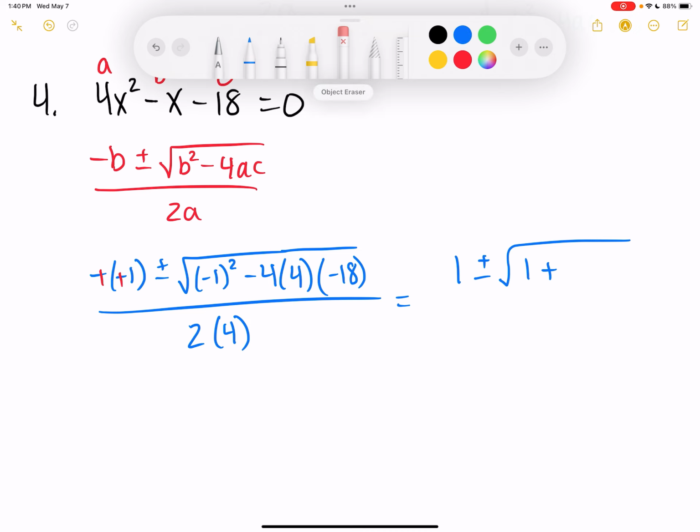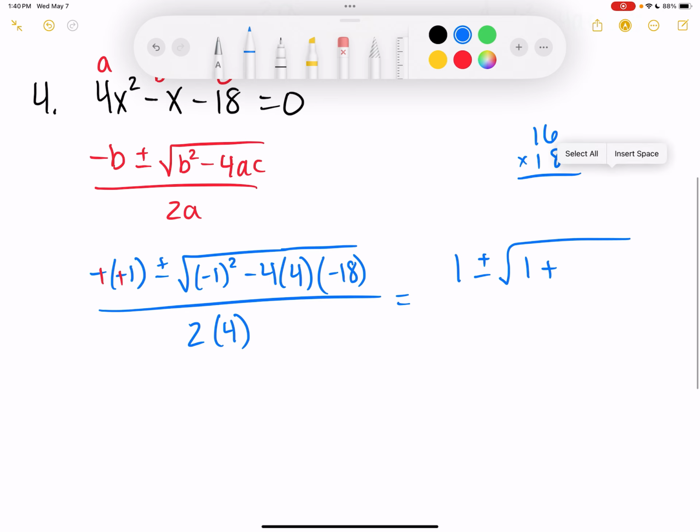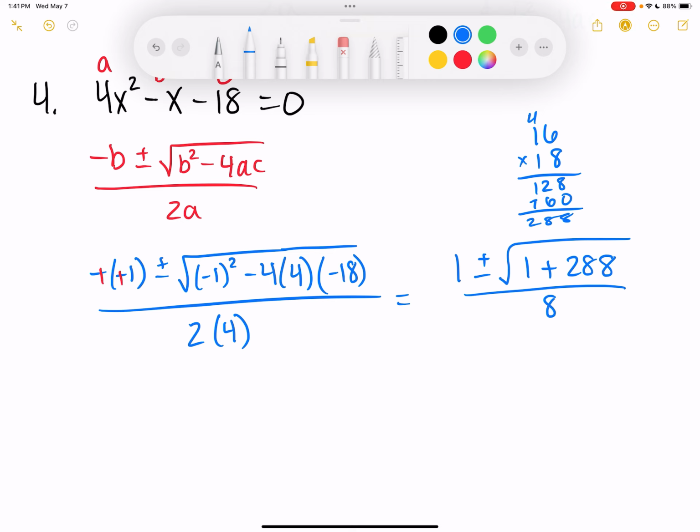And then now I need to multiply all of this. So 4 times 4 is 16. And you probably don't know off the top of your head what 16 times 18 is. So I'm going to set it up here to do this. So 288 goes there, and then all over 2 times 4 is 8. So then I've got 1 plus or minus the square root of 289, all divided by 8.